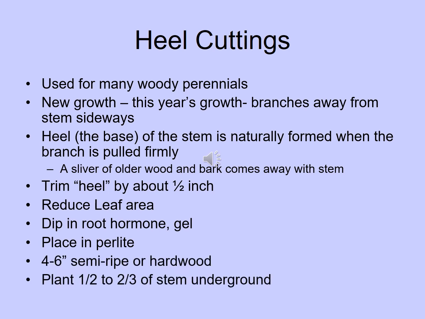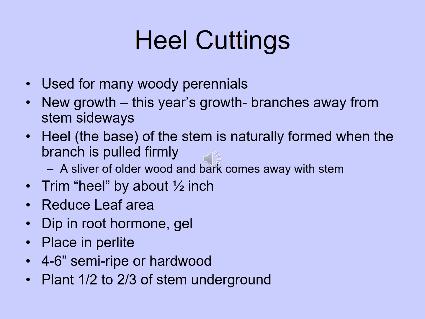A little bit more on heel cuttings. This is used for lots of woody perennials. It's taken from new growth or this year's growth, branches away from the stem sideways, and some of that tissue is used. And the base of the stem is naturally formed when the branch is pulled firmly. So a sliver of older wood and bark comes away with the stem. You trim the heel about a half an inch, reduce the leaf area, dip in rooting hormone or rooting gel, place in perlite, something like perlite.